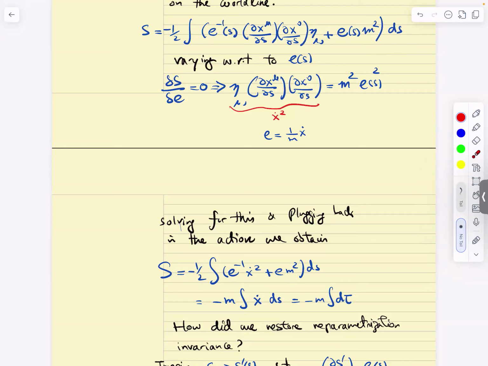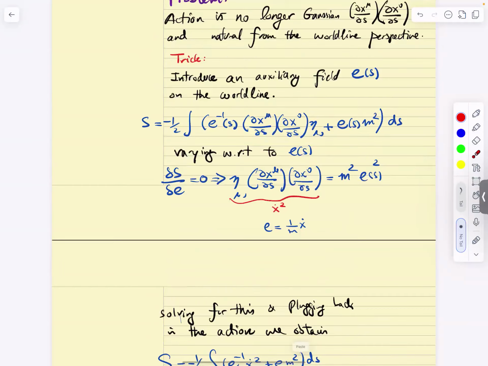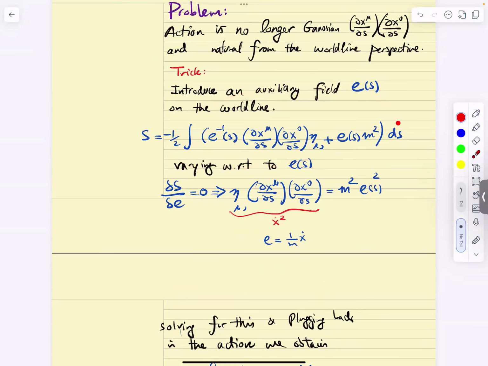Now there's an important lesson to be extracted as to how introducing e restores your reparameterization invariance. Can anyone see that actually by staring at this? So this is the action you want to take seriously now. Can you see what e is doing for you?